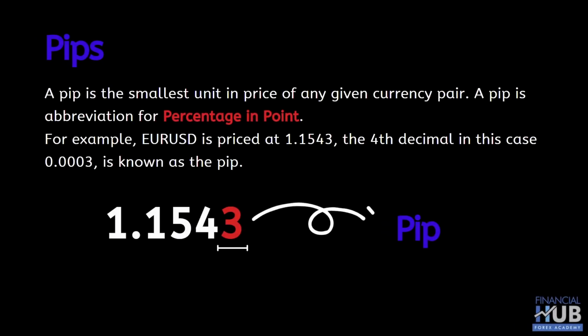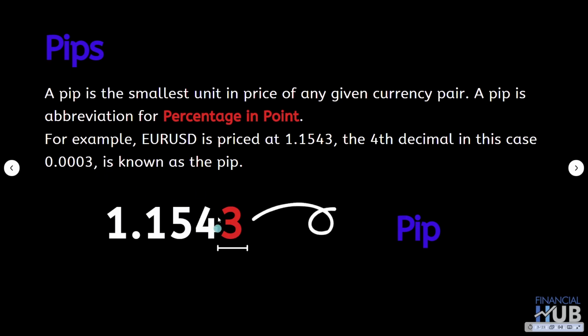So pips. A pip is the smallest unit in price for any given currency pair. A pip is an abbreviation for percentage in point. So the PIP basically means percentage in point. For example, Euro USD is priced at 1.1543 level. The fourth decimal place in this case, the 0.0003 level, is known as the pip. So this last smallest point is known as the pip.